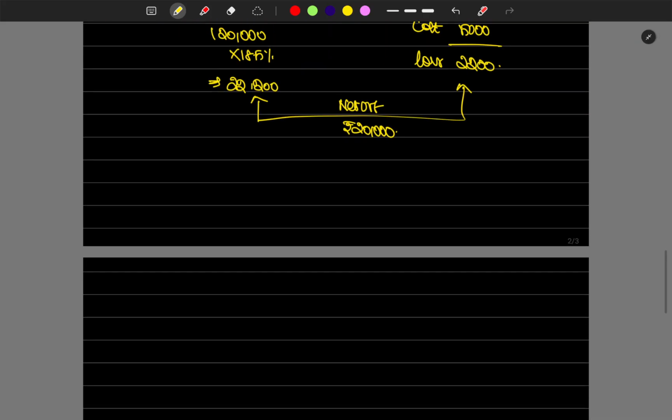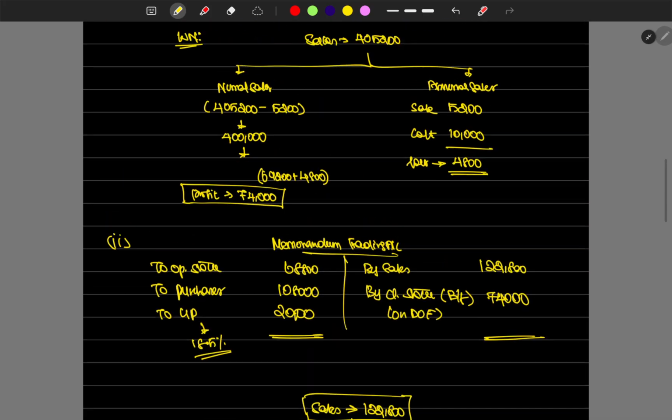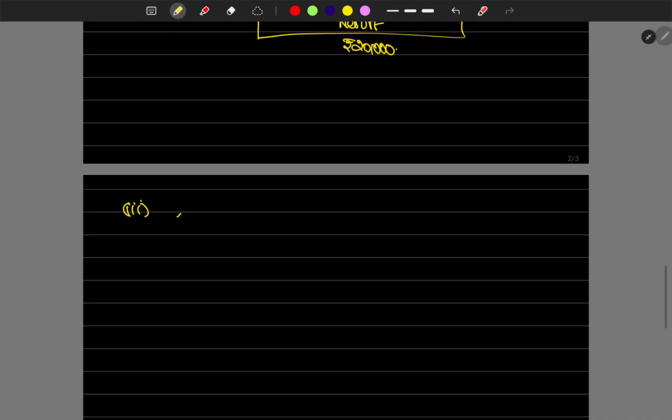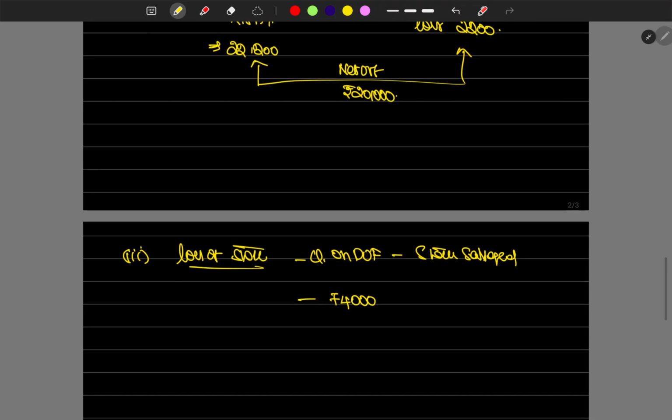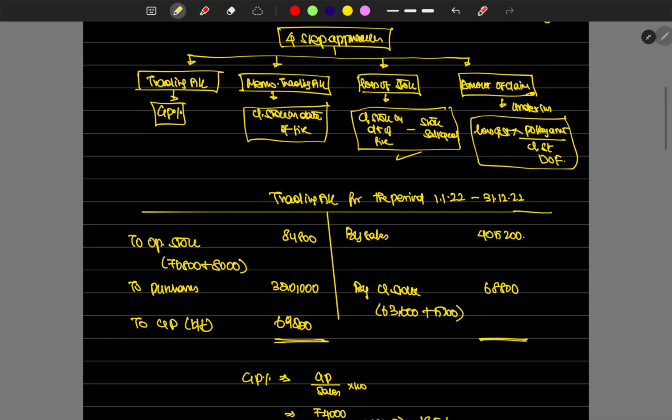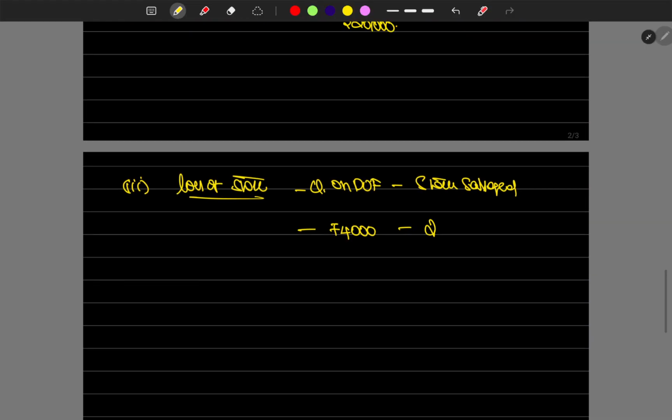Further problem is just a cakewalk. Okay, third step is what? Third step is loss of stock, which is closing stock on date of fire minus stock salvaged. Closing stock on the date of fire is 74,000, right? Minus stock salvaged, salvage stock is 24,000. So 50,000 is the loss of stock.